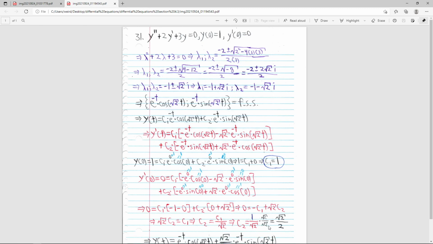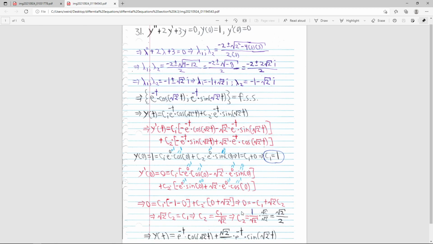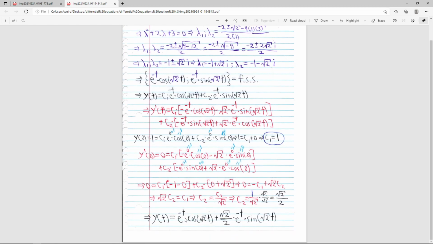Then we multiply by √2 over √2 to rationalize the fraction, so it has the radical on top. √2/2 is identical to 1/√2, except for where the radical is. It means the same, and you get the same exact value if you plug both into the calculator. So finally, y(t) = e^(-t) cos(√2 t) + (√2/2) e^(-t) sin(√2 t). And that's the final solution to this IVP.